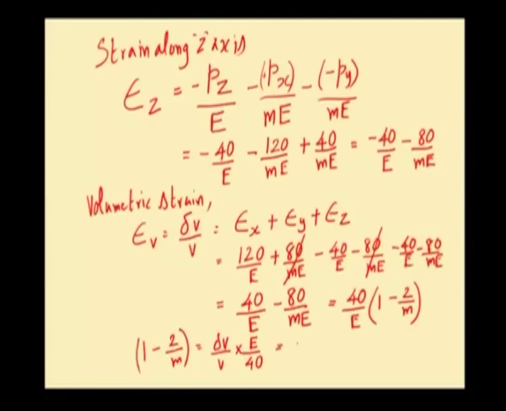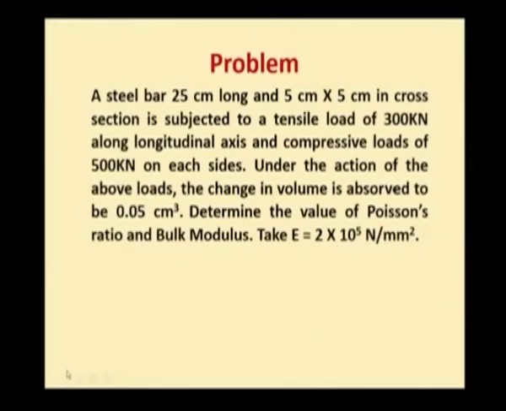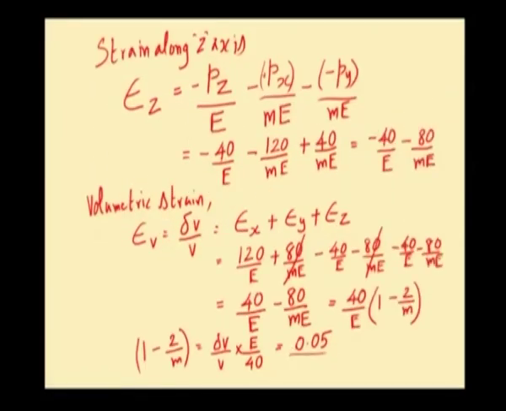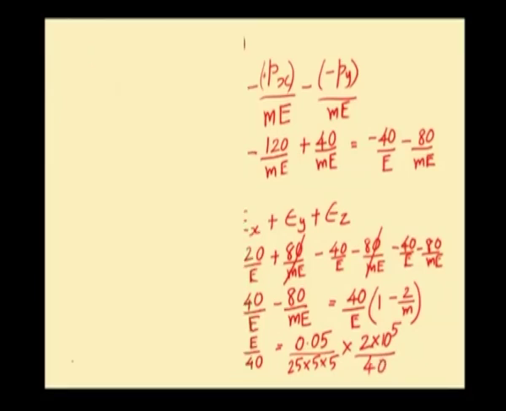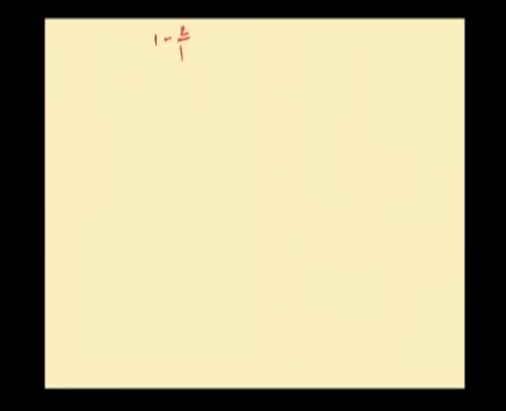Delta V is given as 0.05, that is change in volume. Change in volume is observed to be 0.05 centimeter cube. So, 0.05 volume should be substituted in centimeter cube. So, length is 25 centimeter into breadth 5 centimeter into thickness 5 centimeter. So, this is delta V by V into strain, which is 2 into 10 power 5 Newton per millimeter square divided by 40. From this 1 minus 2 by M will be equal to 0.4.